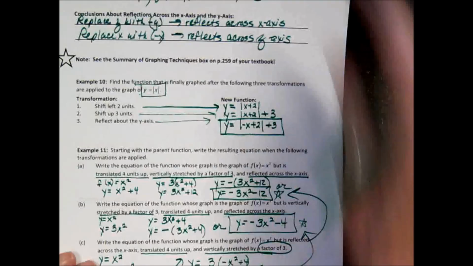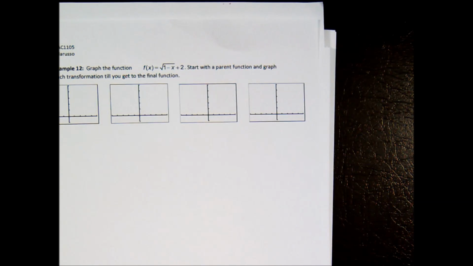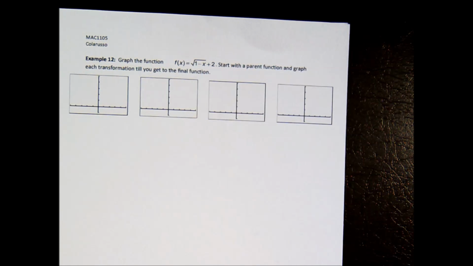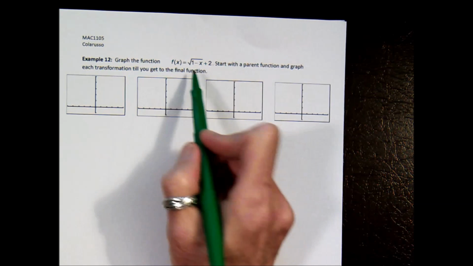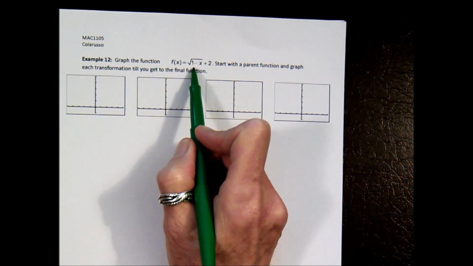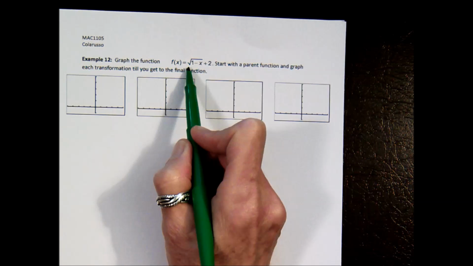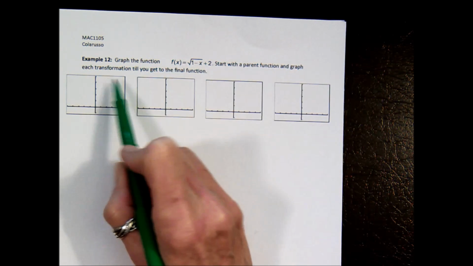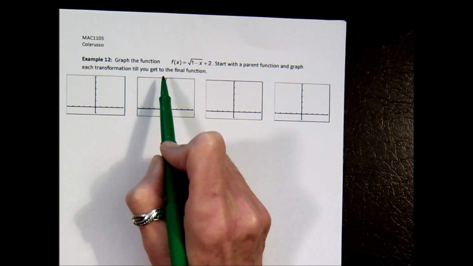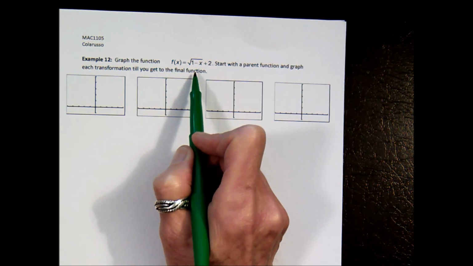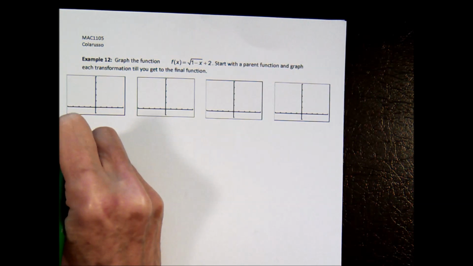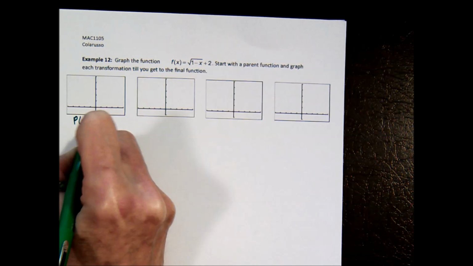All right, let's look at the last one. Number 12, graph the function this time that is f of x equals the square root of 1 minus x, and then plus 2. Start with the parent function and graph each transformation till you get to the final function. So we're going to start here with the parent function. We're going to call that p of x. P for parent is square root of x.